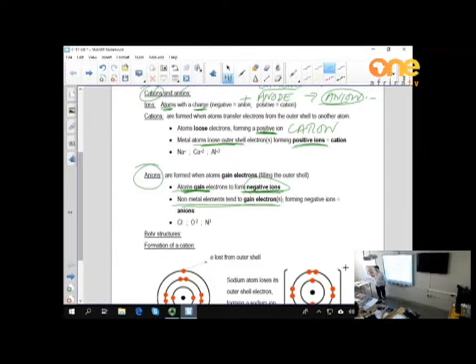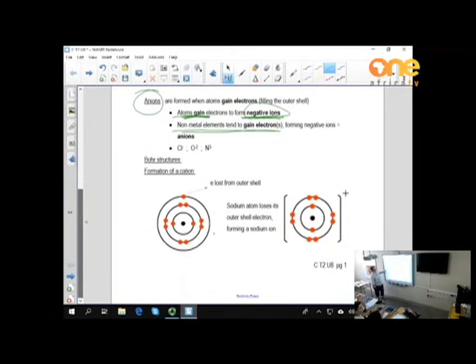Lose 6 or gain 2? It's going to gain 2. It's just easier. Okay. Group 7 elements: gain 1. Okay, so you understand that, no? All right. Now we have to have a look at the Bohr structures.